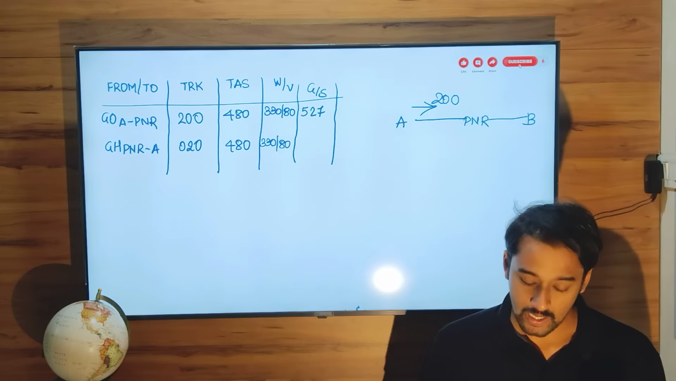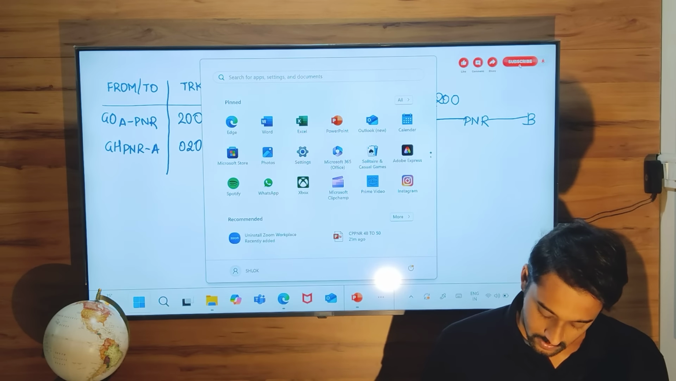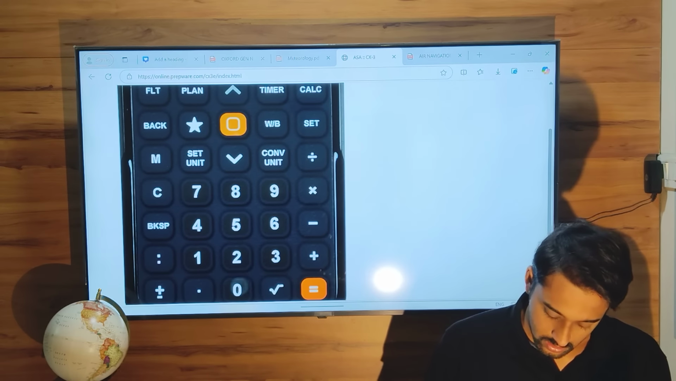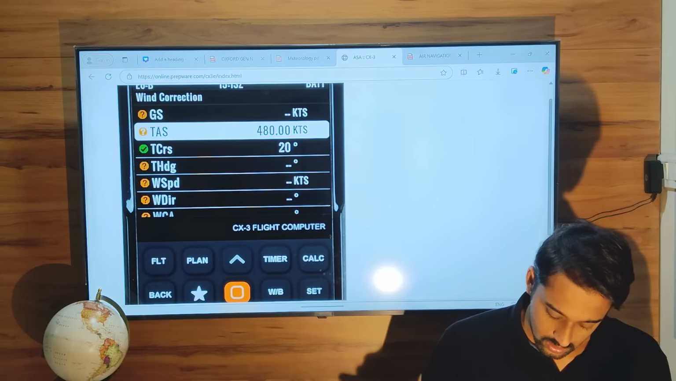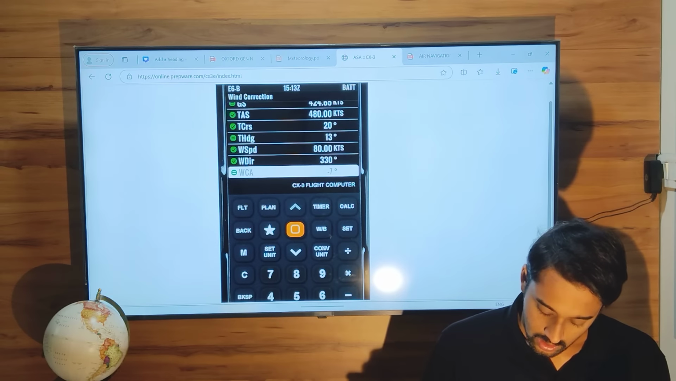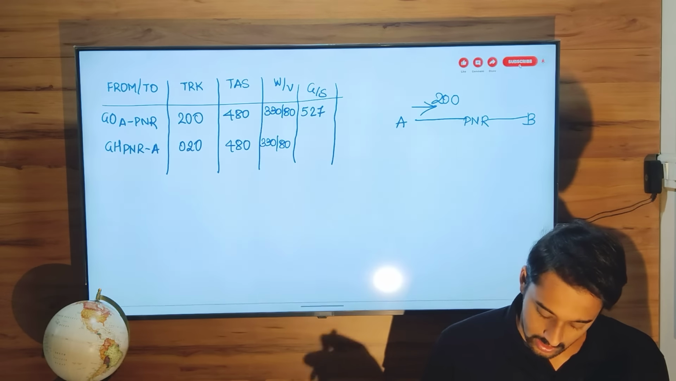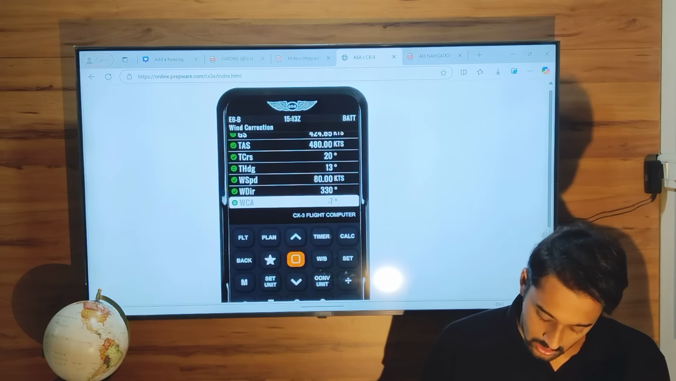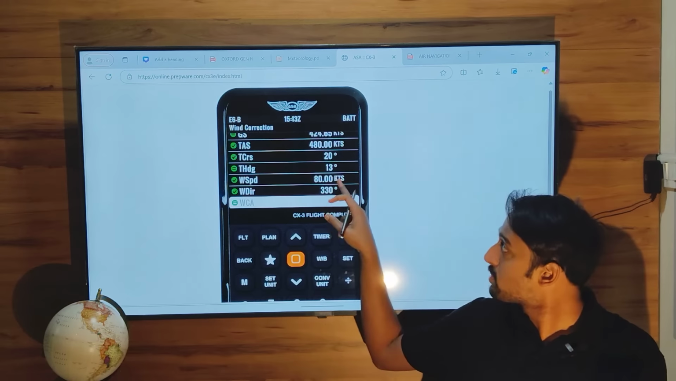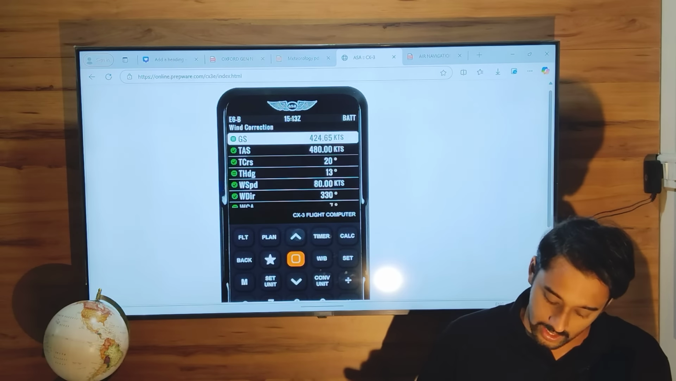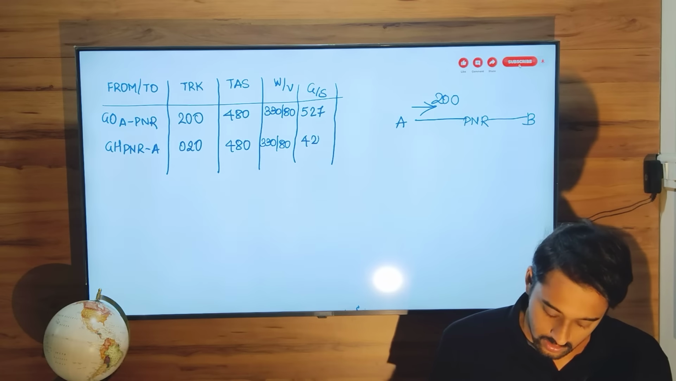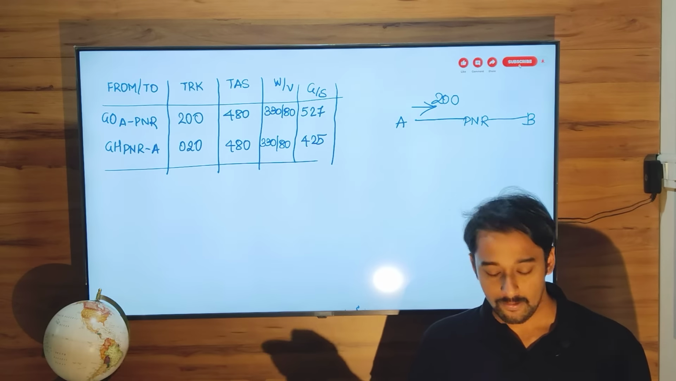Coming back, 020 track, speed 480, and wind is 330 at 80. So now 480, 020, wind is correct. So our ground speed is 424.6. So let's take 425 knots. This completes our table.